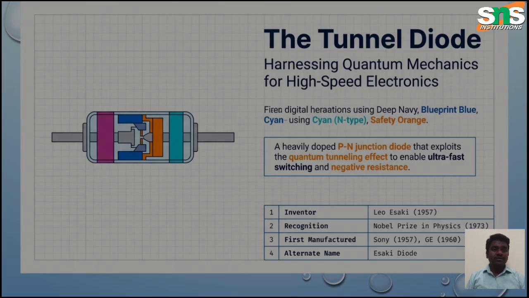It is a heavily doped p-n junction diode that exploits the quantum tunneling effect to enable ultra fast switching and negative resistance. This is the definition of the tunnel diode. Leo Esaki was recognized with the Nobel Prize in Physics in the year 1973. It was first manufactured by the company Sony in 1957, and the alternate name, as I told you, is Esaki diode.